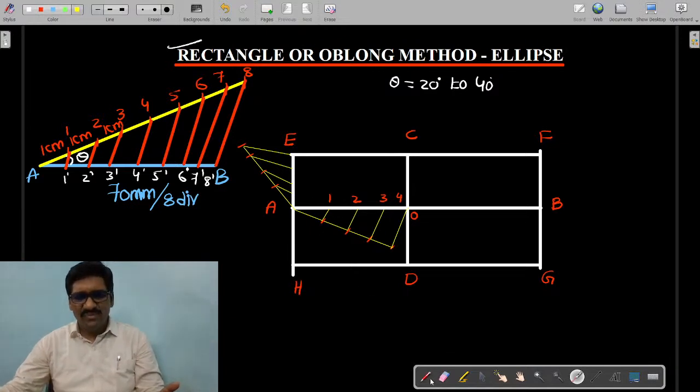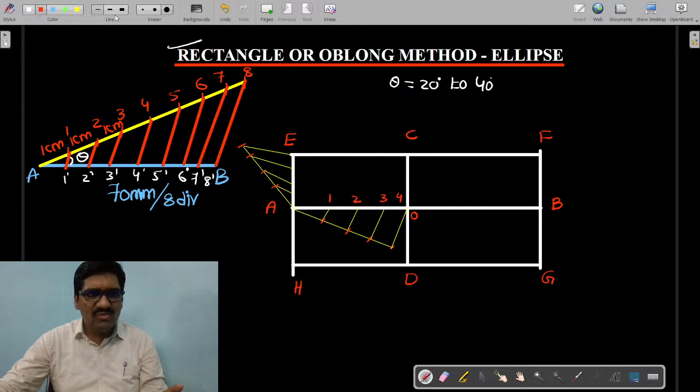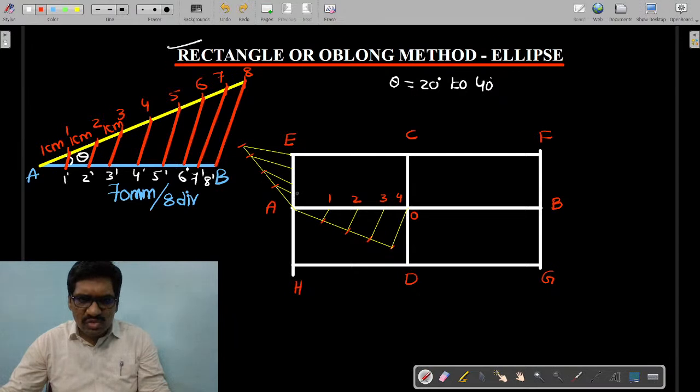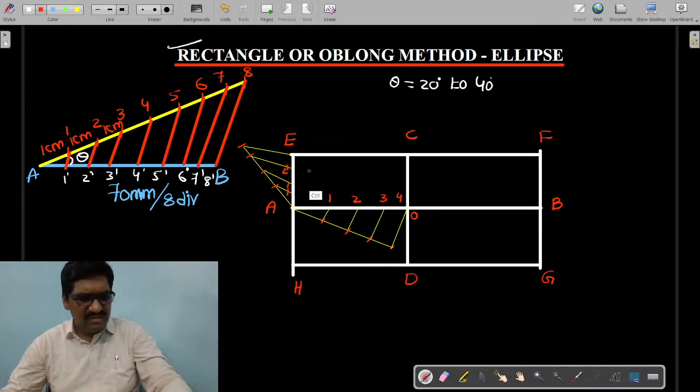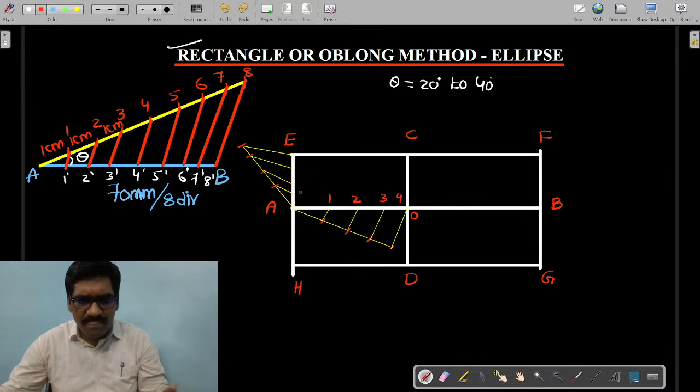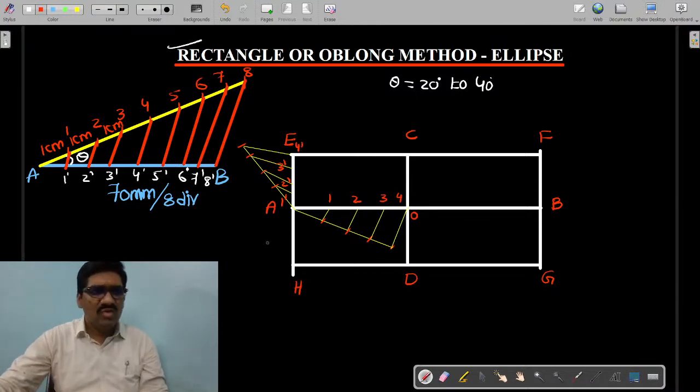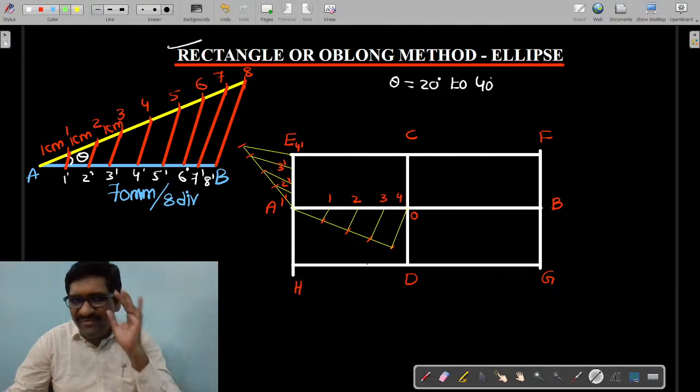That's it. Now here I am marking 1 dash. Next 2 dash. Go from the bottom. So here I am marking 1 dash, 2 dash, 3 dash, and this is nothing but 4 dash. That's it. So now, all of you, be careful and listen.